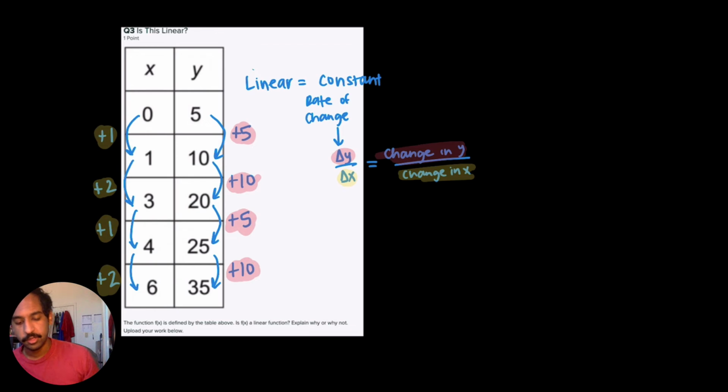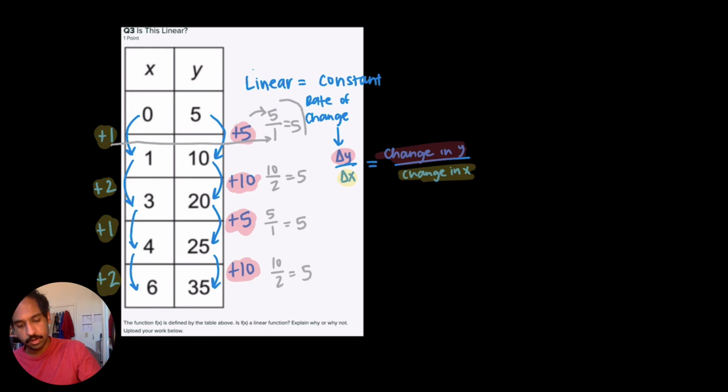So this first one, I'll use gray. We get 5 divided by 1, because that 5 comes from the change in y, and that 1 comes from the change in x. 5 divided by 1 is just 5. Okay, now let's check the next one. 10 divided by 2, okay, that's also 5. 5 divided by 1, that's 5, and 10 divided by 2 is also 5.